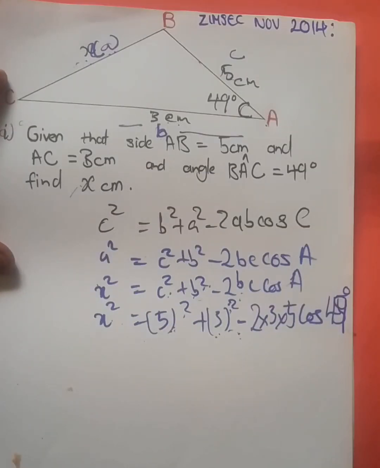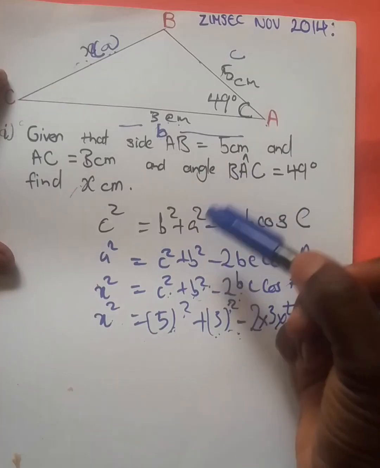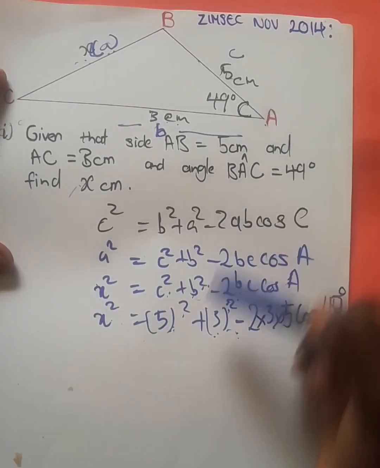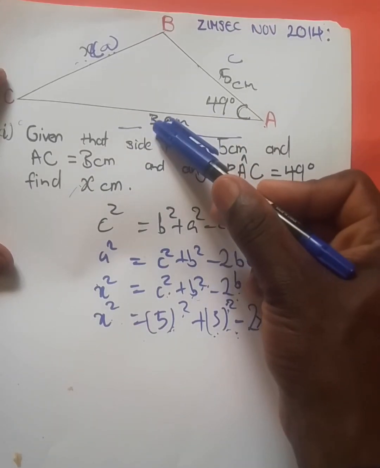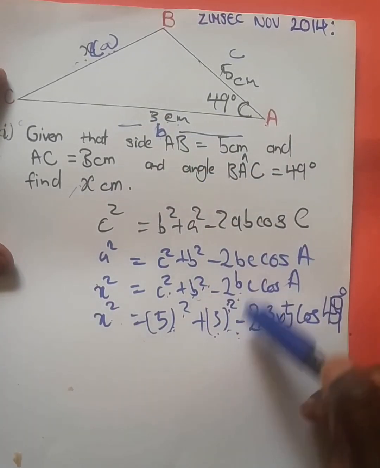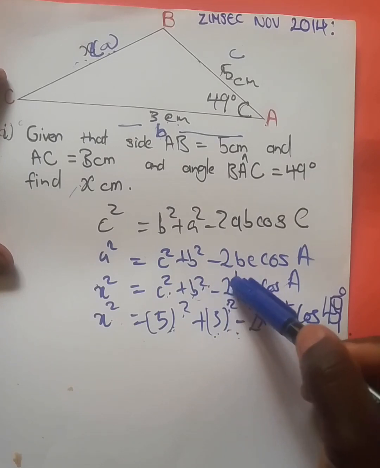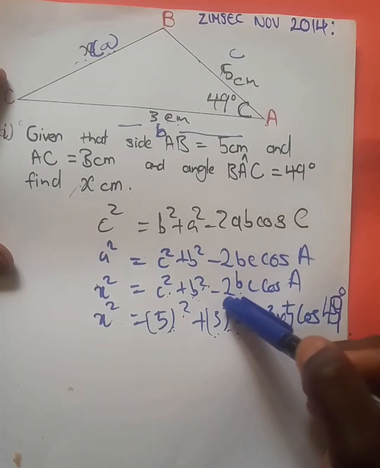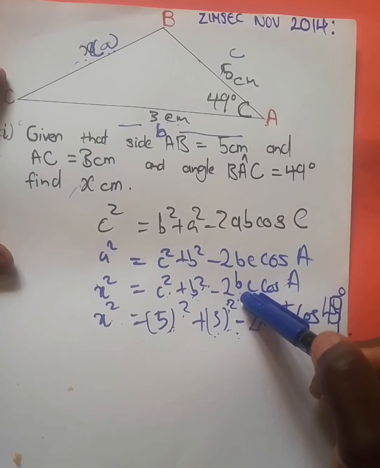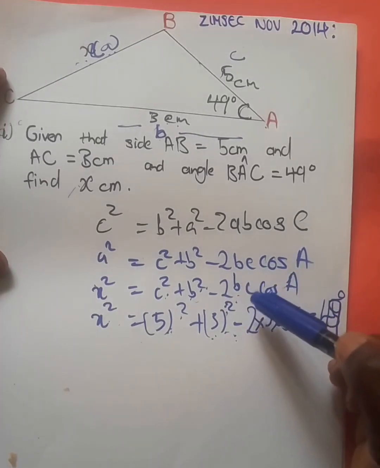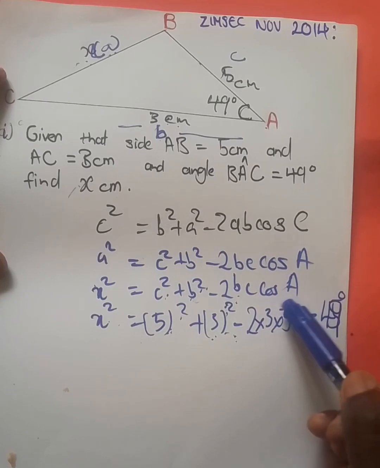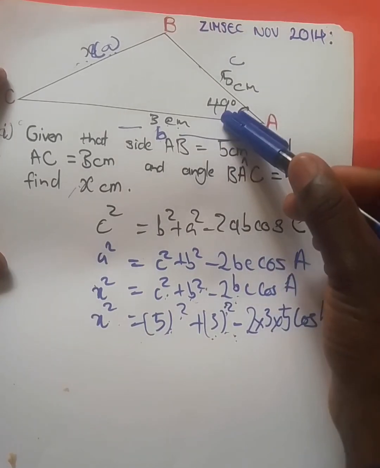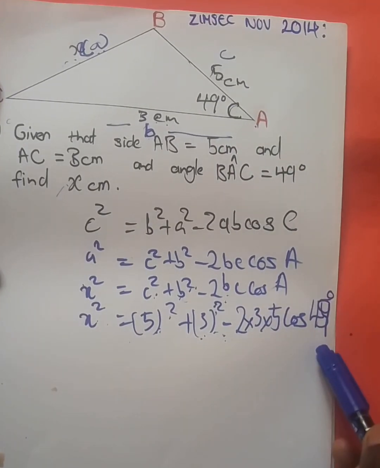So now we want to plug in the values. We are now substituting the variables with their values at this point. So therefore, what is C? C is 5 centimeters. Therefore, we have 5 squared plus B. What is B? B is over here. B is 3 centimeters. Therefore, we have 3 squared minus. So we have minus 2BC, right? So this means minus 2 times B times C. So therefore, what is B? B is 3 centimeters and C is 5 centimeters. So therefore, we have minus 2 times 3 times 5 cos A, right? What is A? A is 49 degrees. So therefore, we have 49 degrees over here, right?